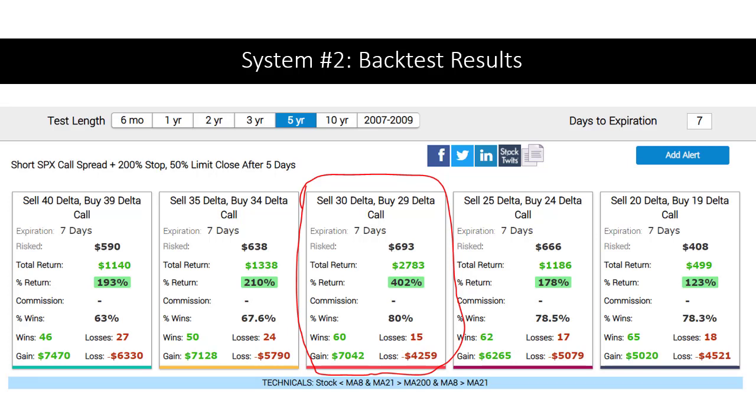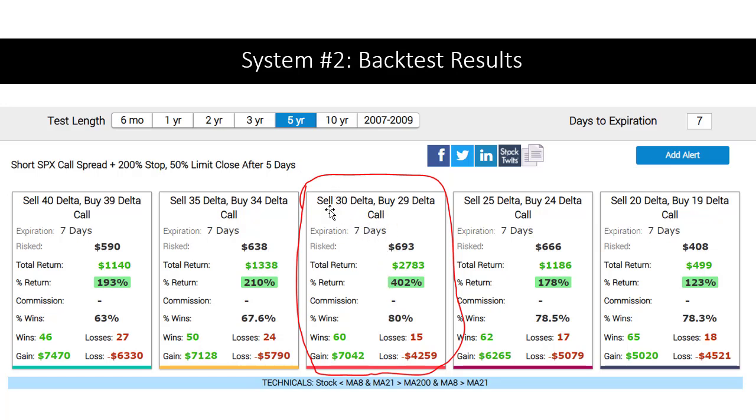And I circled the delta 30 strategy because that's the one that I plan on trading. But I just wanted to show you, selling delta 40, you can see the win rates are a lot lower. Here we ended up with an 80% win rate using these stop loss and target parameters. And again, 80% win rate selling a delta 30 option, that's the edge.